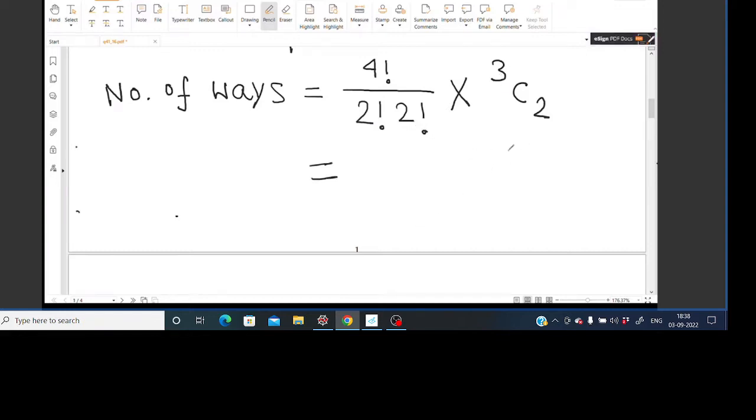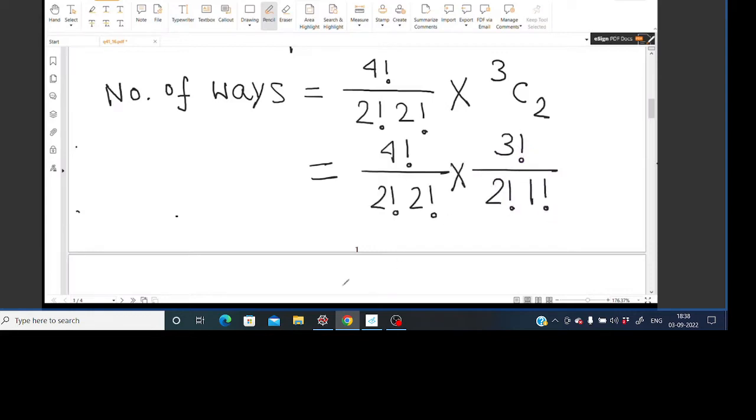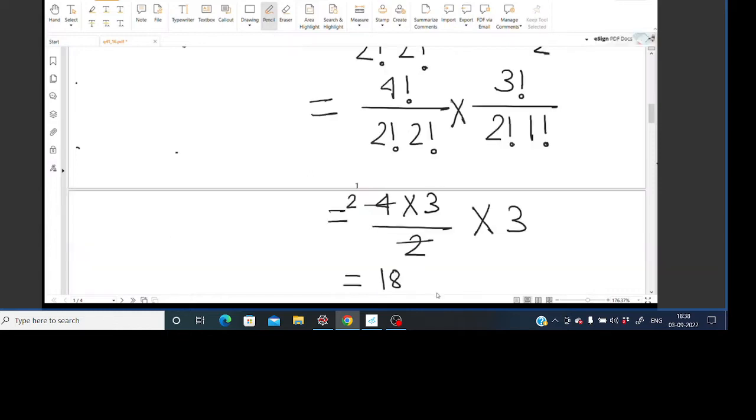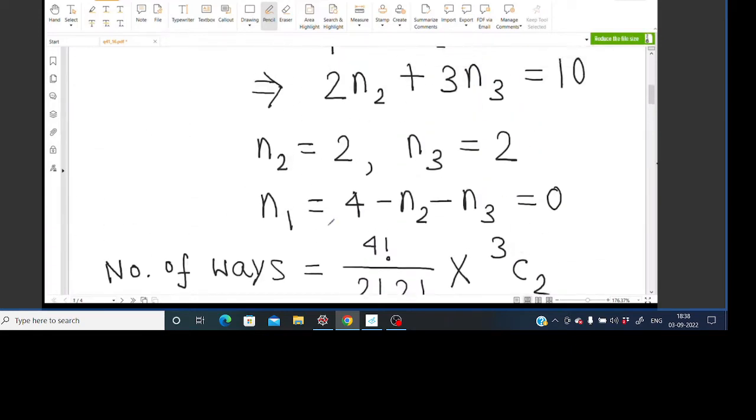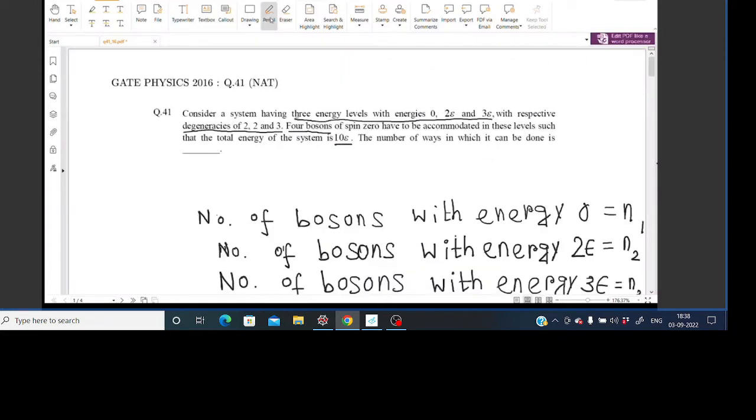3C2 is equal to 3 factorial by 2 factorial into 1 factorial. After some simplification, we get that the number of ways it can be done is equal to 18. So the number of ways in which it can be done is equal to 18. So the correct answer is 18.